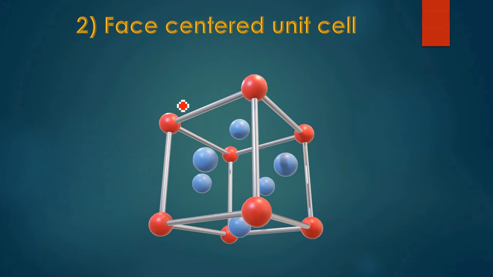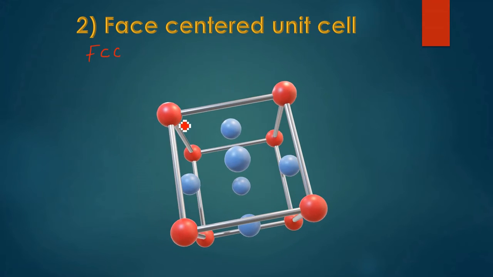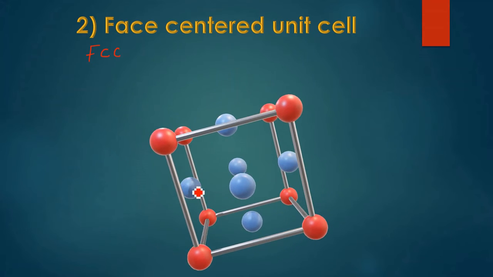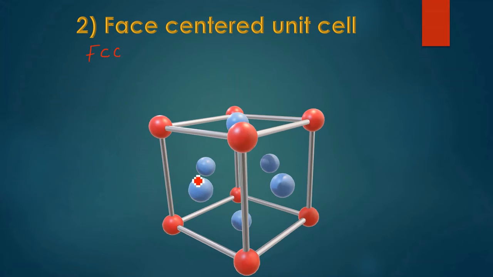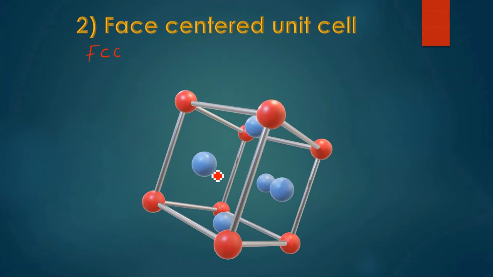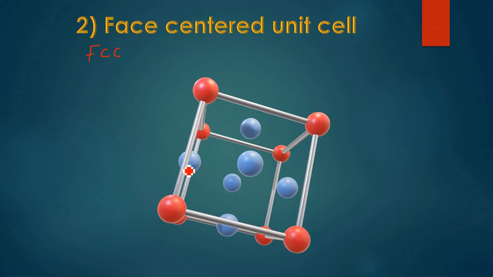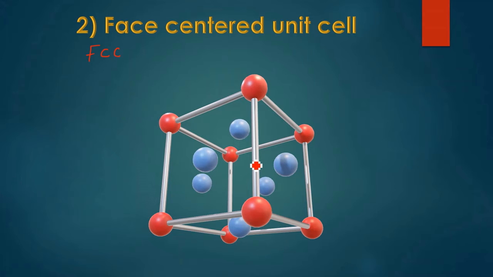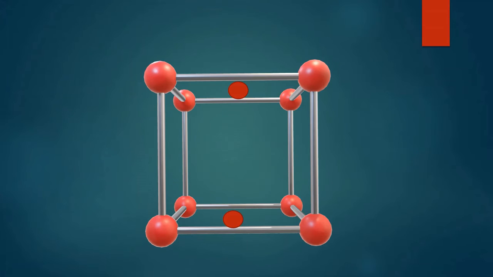Next, in a centered unit cell, next criteria is face centered unit cell. It is also termed as FCC. So in FCC, after occupying the vertices, it occupies all the center positions of the faces. Look at this diagram or the model very carefully. At the center of the faces, the atoms have occupied after occupying all the vertices. So this is also termed as FCC.